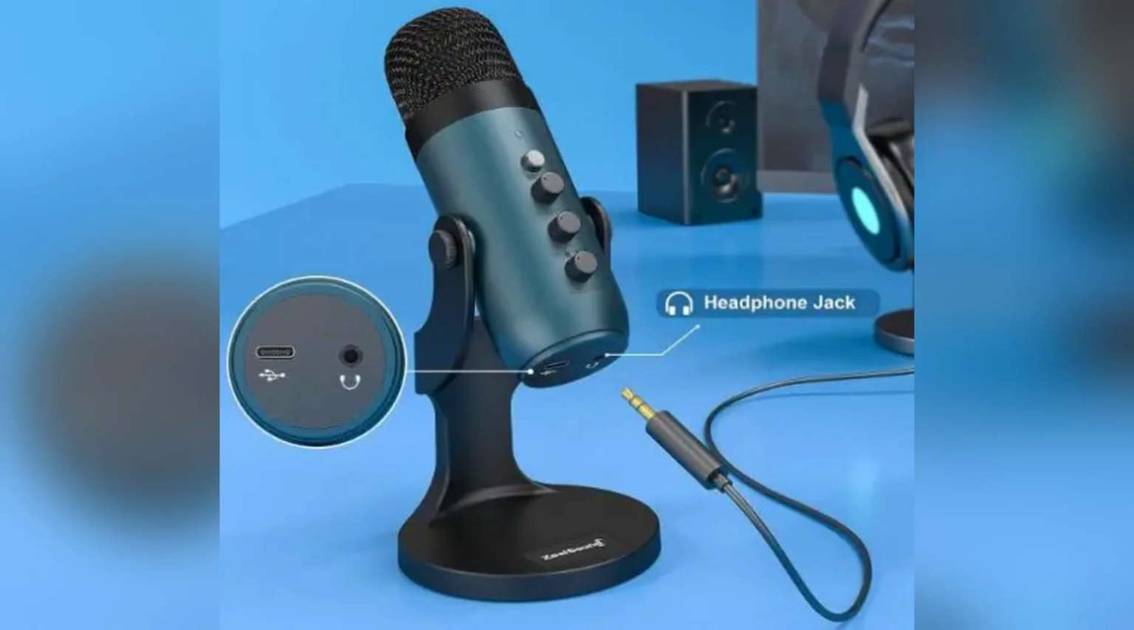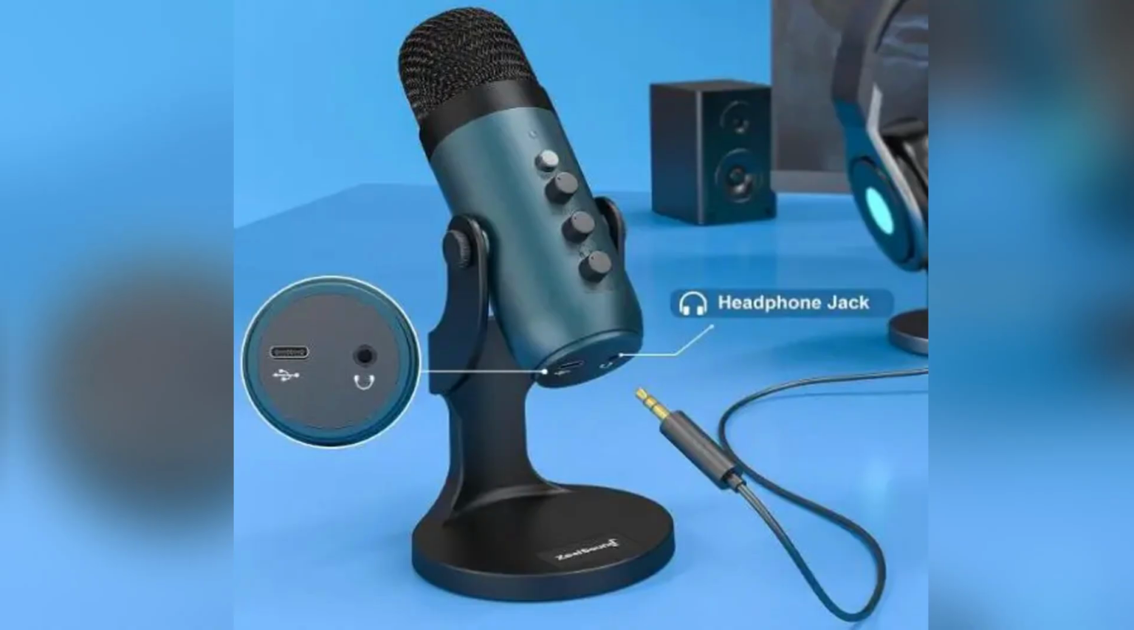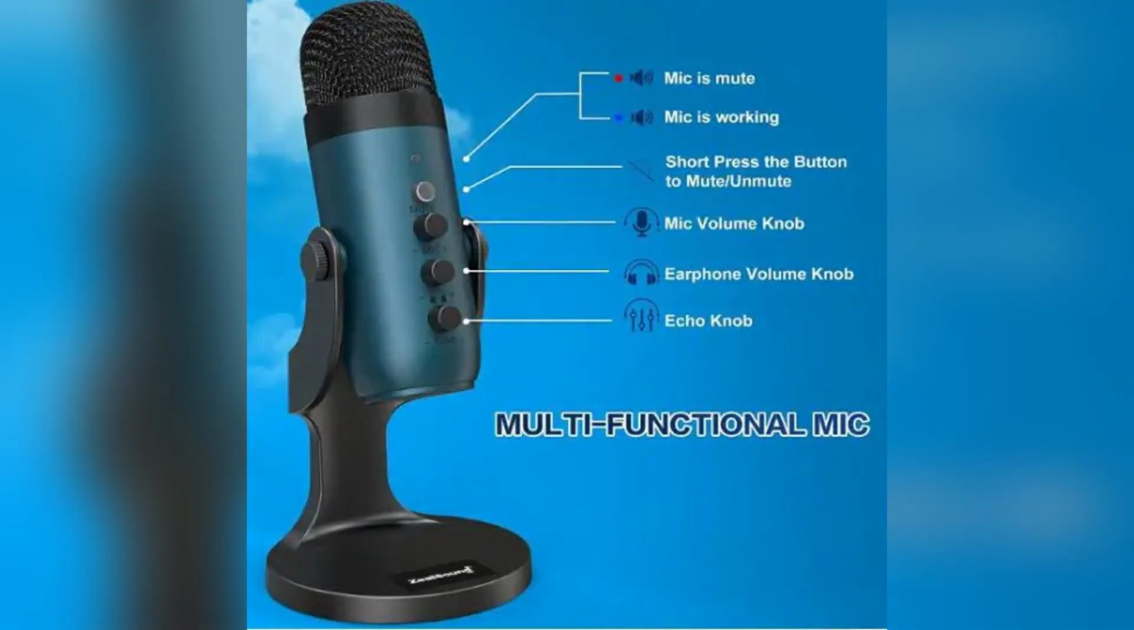Use the gain knob on the microphone to control volume. Turn it up for a quiet environment or soft voices, or turn it down if your audio clips are distorted. Your Zealsound K66 is now set up and ready for podcasts, gaming, Zoom meetings, or any other use.